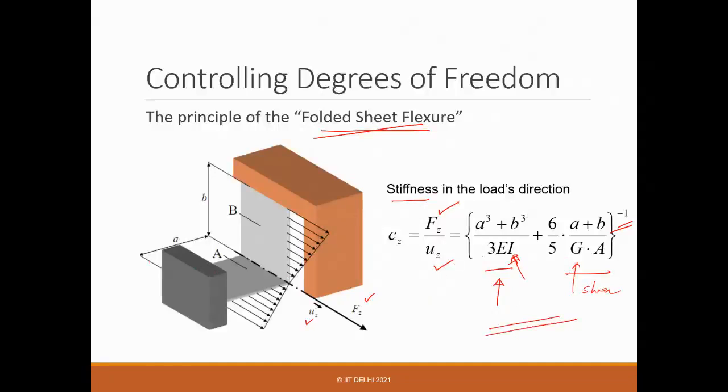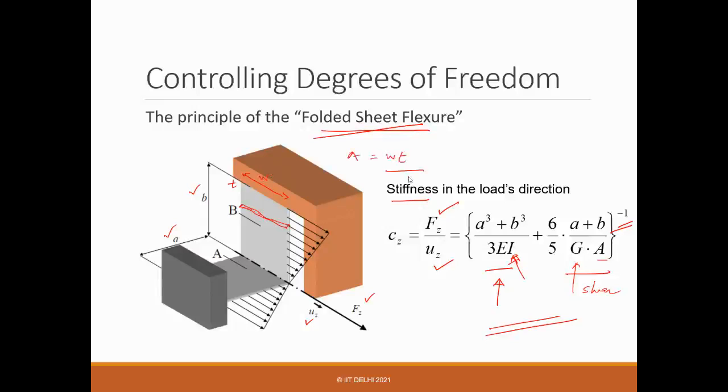But you also need to understand that A and B are the lengths of the 2 sheets. E is the modulus, I is the moment of inertia, and again A is the area of cross section of this part. So it will be very thin. So suppose T is the thickness and W is the width, then the area is only W times T, right?